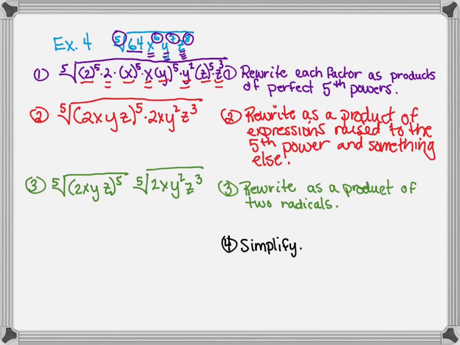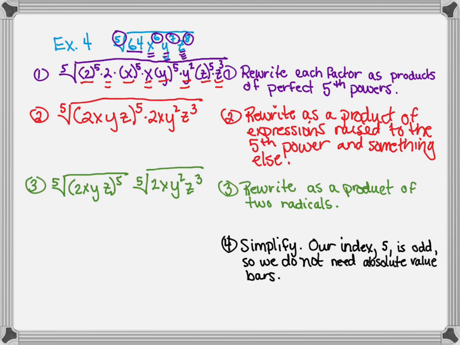And now we will simplify. And our index, which is 5, is odd, so we do not need absolute value symbols in this case. So our first radical, we've got raising to the 5th power and taking the fifth root are inverse operations. So we're left with 2xyz, and the second radical will remain the same, so the fifth root of 2xy squared z cubed.